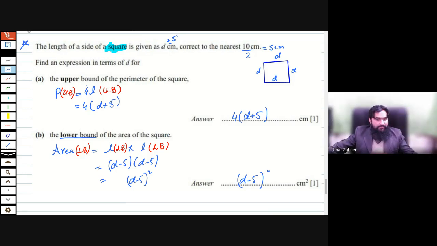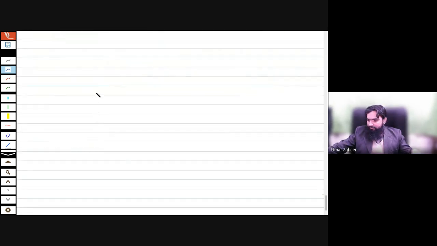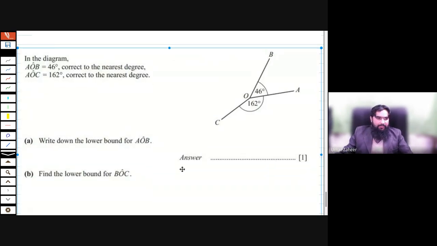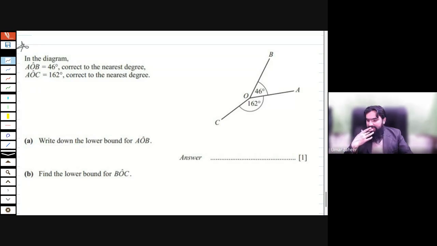All right, so let's see how to move to the next one. Can you please read the question? You have to tell me about this one. In the diagram, angle AOB is 46 degree and angle AOC is 162 degree, to the nearest 1 degree. Nearest degree means nearest 1 degree. So 1 degree divided by 2, you will get 0.5. So plus minus 0.5, and in the same way, plus minus 0.5 here.